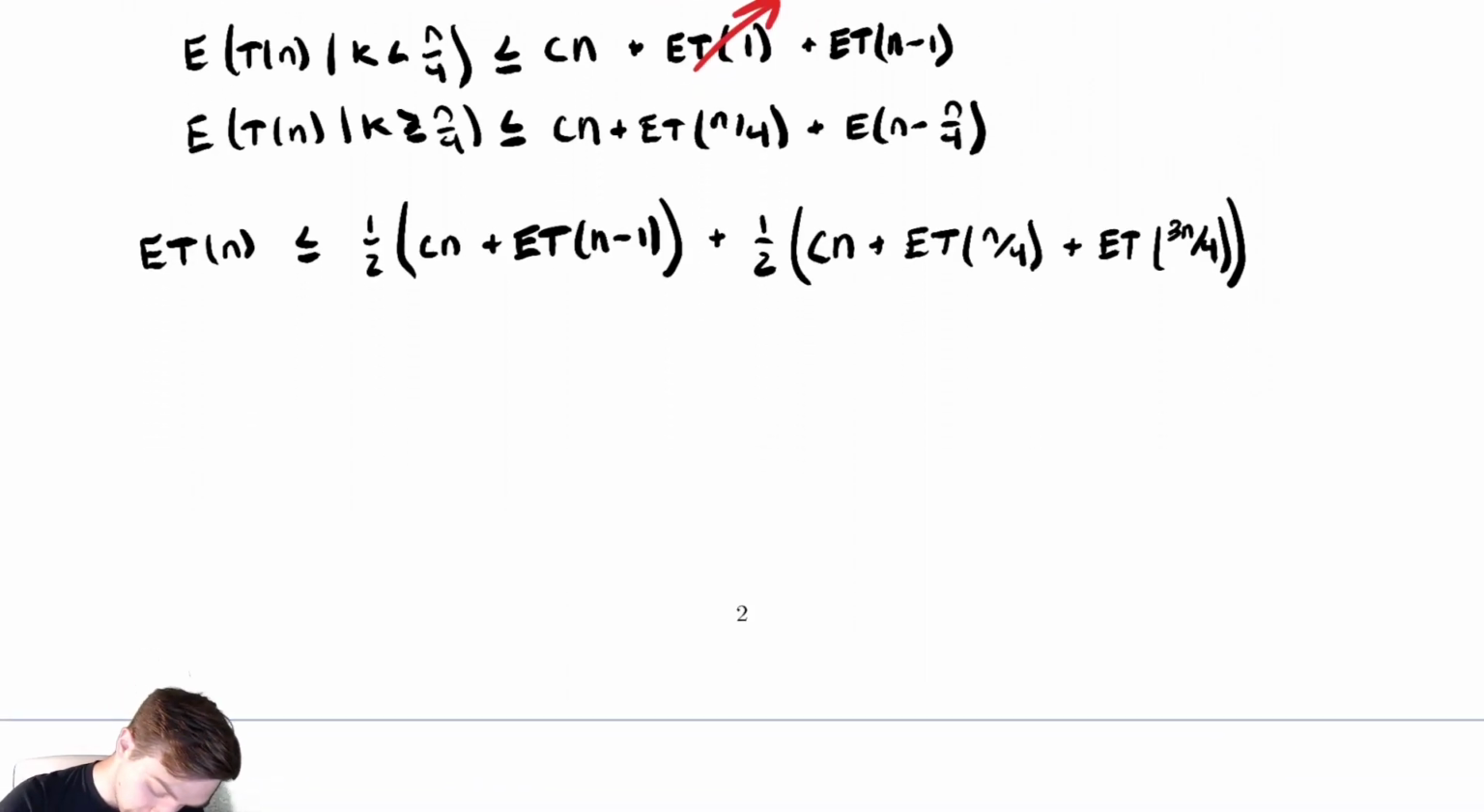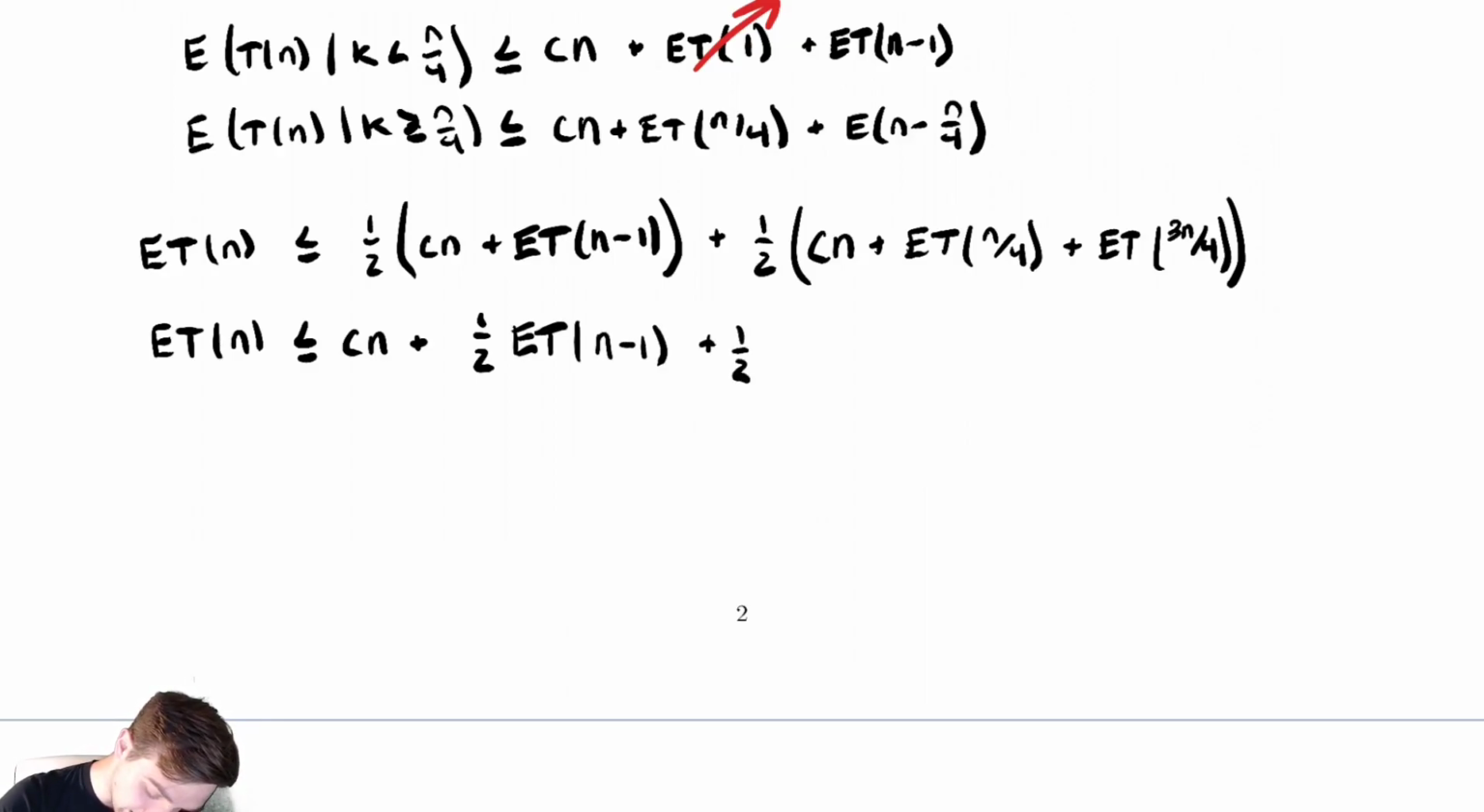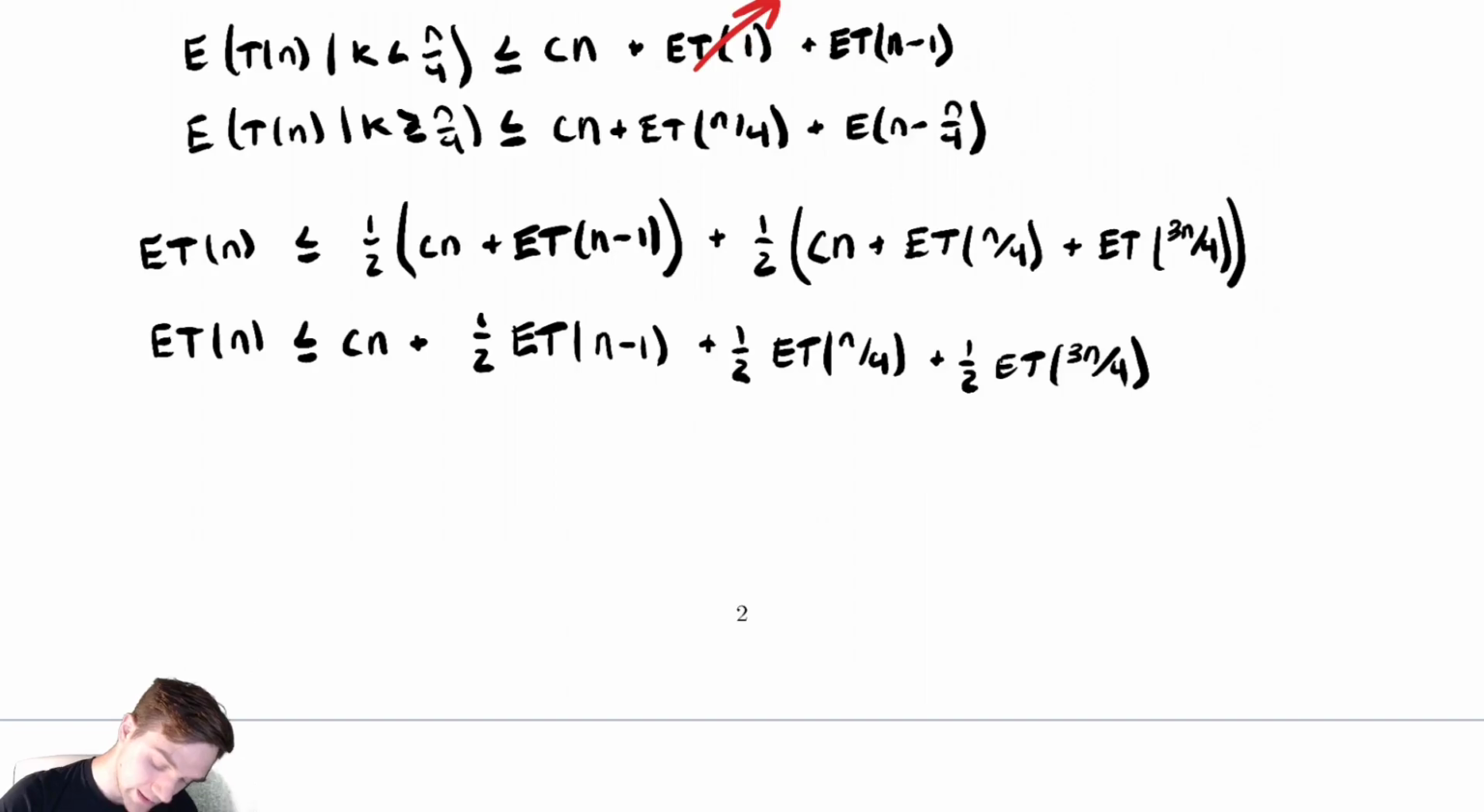So ET of n is less than or equal to, if we distribute the 1/2 there, we get 1/2 cn plus 1/2 cn, that's a cn. Plus we now have 3 recursive calls: 1/2 ET of n minus 1, plus 1/2 of ET of n over 4, plus 1/2 of ET of 3n over 4. And just like we've seen in our previous example, we have a chip and conquer intermingling with a divide and conquer, and that doesn't work very well, so we're going to do more bounding trickery.